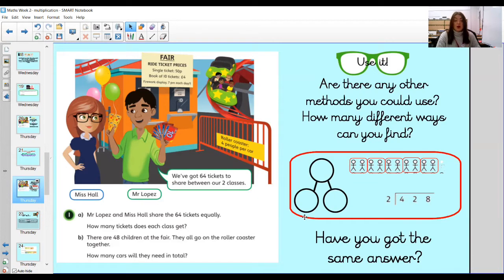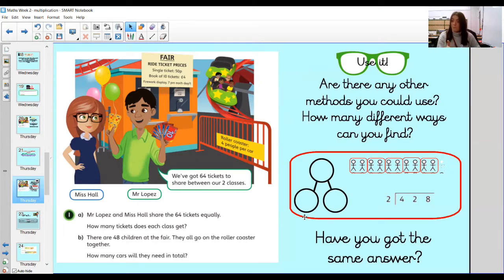Mr. Lopez and Miss Hall share 64 tickets equally between their two classes. How many tickets do they get each? Can you write me that number sentence? Prove it with your workings out underneath. And then what I would like you to do is to get the answer, but then have a go at a different method to see if you can get the same answer.